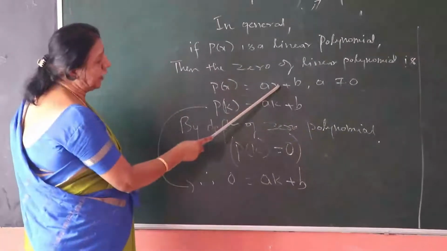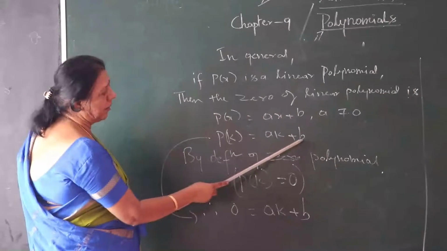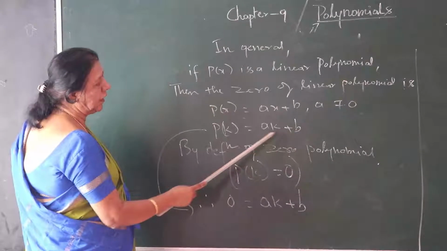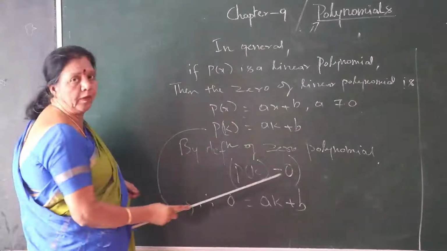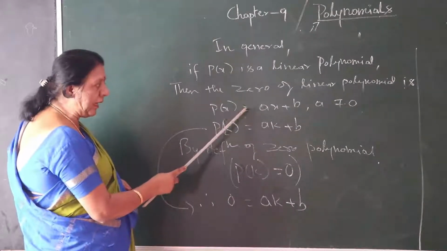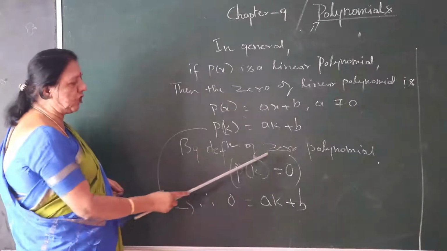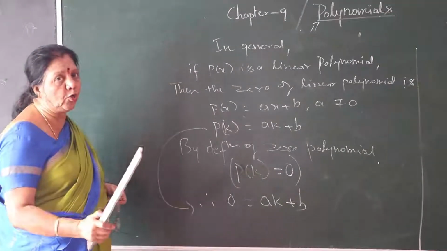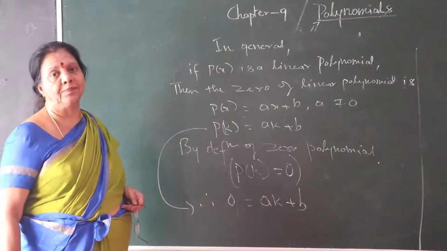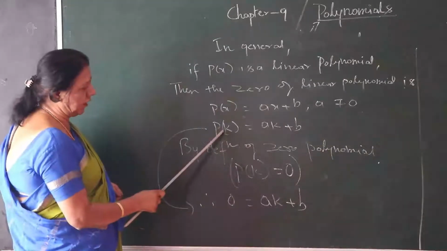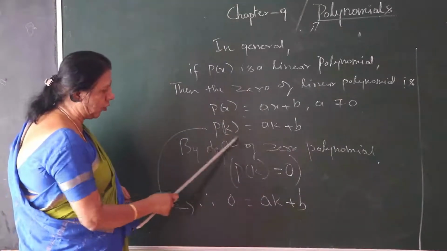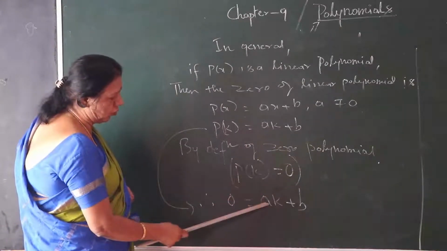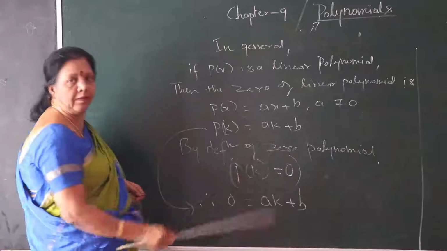Here, x we will replace by k. So p of k is equal to ak plus b. This is a linear polynomial. By definition of zero polynomial, p of k is equal to 0. I taught you in the previous sum. Understand it? You substitute for this. p of k is 0. LHS, RHS. As it is, you keep ak plus b.